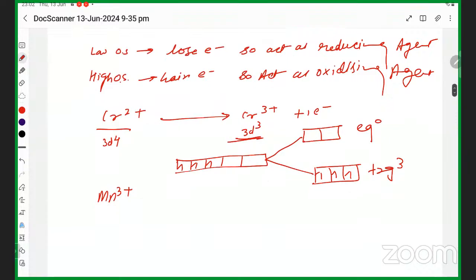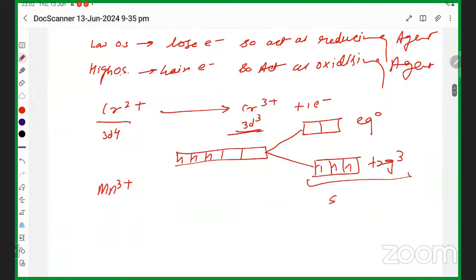So this is stable, half filled. Sir, what is the meaning of T2G3 and EG0? This one is called triple degenerate and this is double degenerate. Three orbitals having the same energy, two orbitals having the same energy. When the d orbital is approached by a ligand, it is split into two sets, T2G and EG. We'll study coordination compounds later. What is a ligand? Ligand means that which donates a lone pair of electrons.